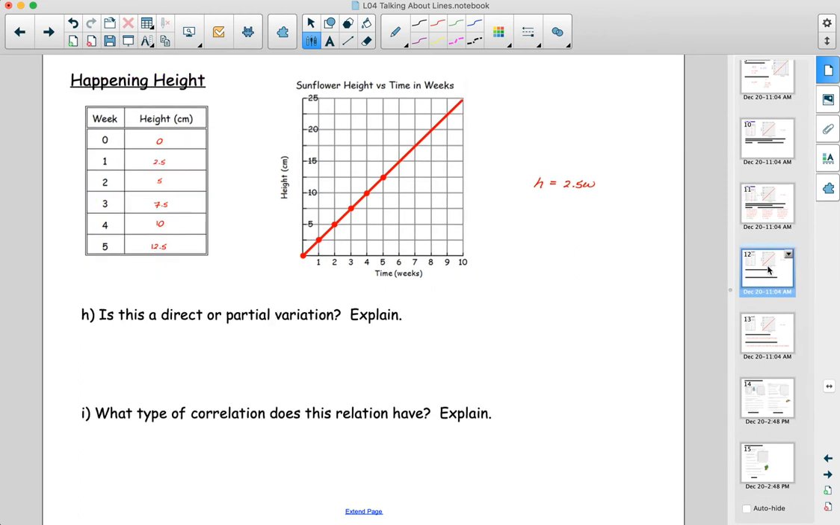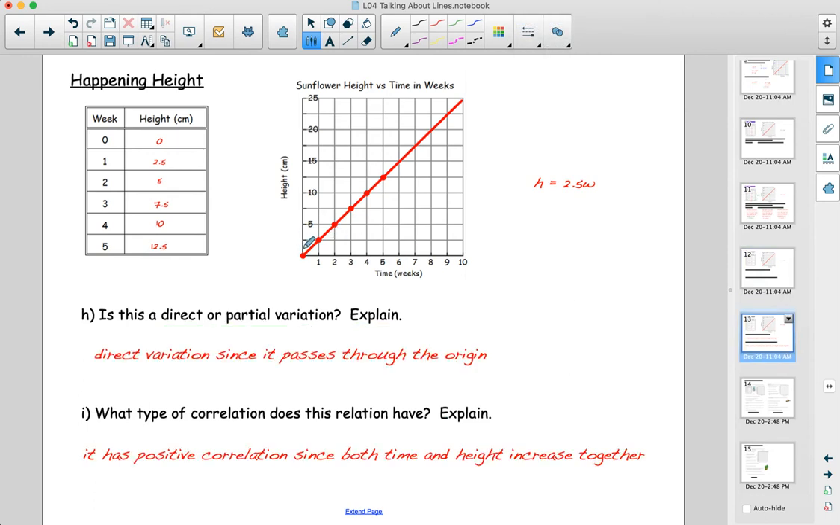All right, next slide. You're going to decide if this is a direct or partial variation, with a bit of an explanation, and then talk about what type of correlation it has with a bit of an explanation. Again, a time to ponder, pause. All right, resuming to take this up.